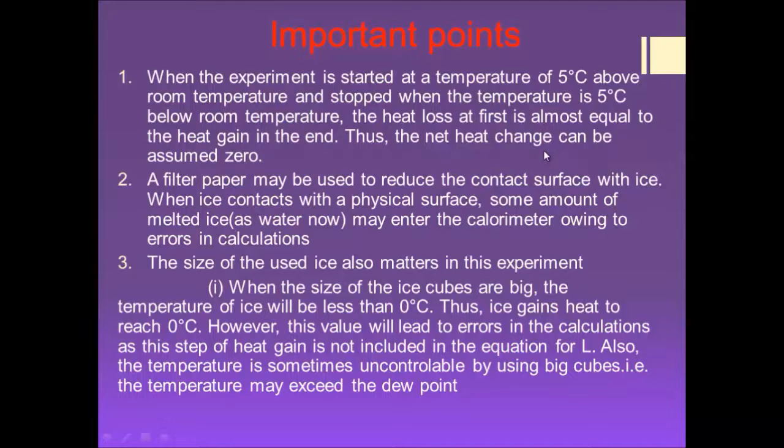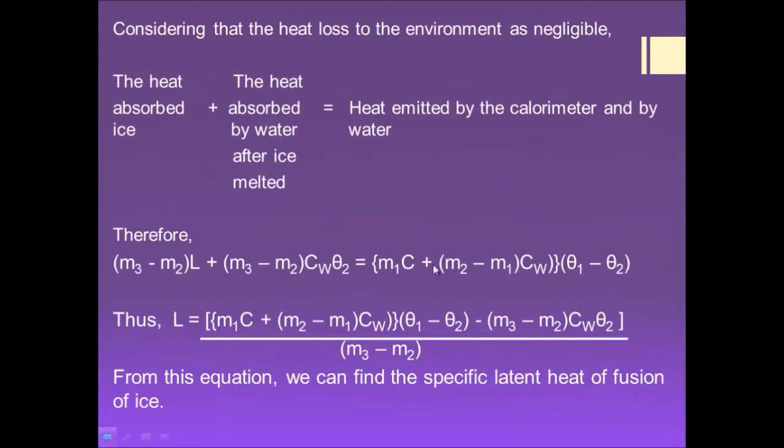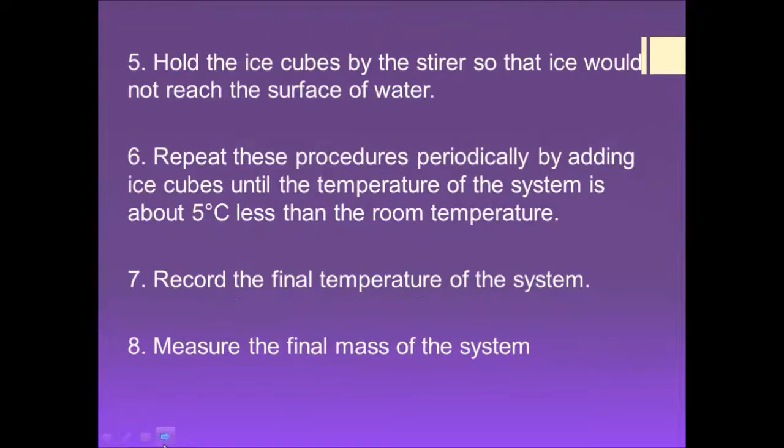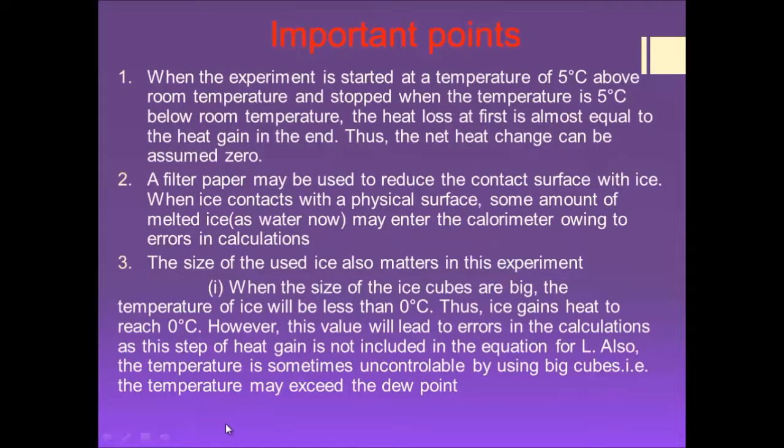Now, in order to put this equation here, we considered the heat loss to the environment as negligible. To consider it negligible, you have to assume there's no heat loss, and if there is a heat loss, you have to eliminate it with a heat gain of the same or an approximate degree. So you increase the temperature and simultaneously decrease the temperature at the end, so that you assume the heat change is 0.